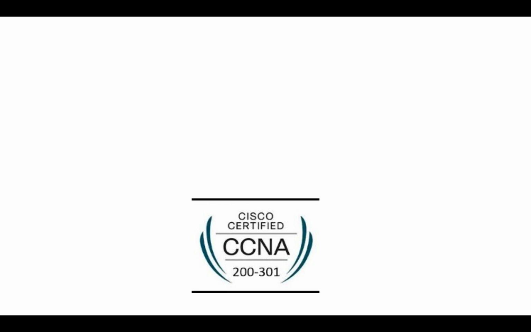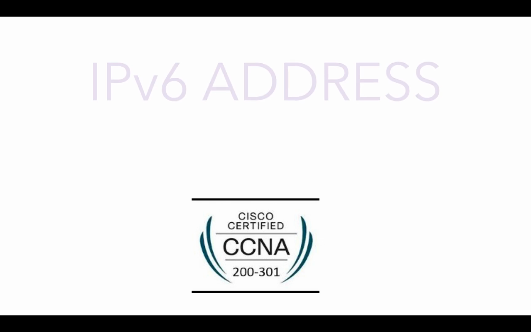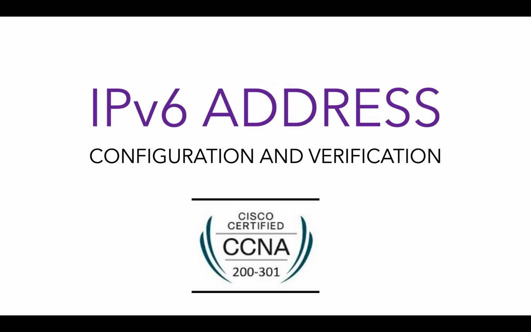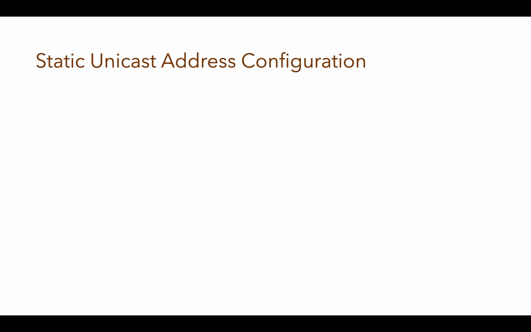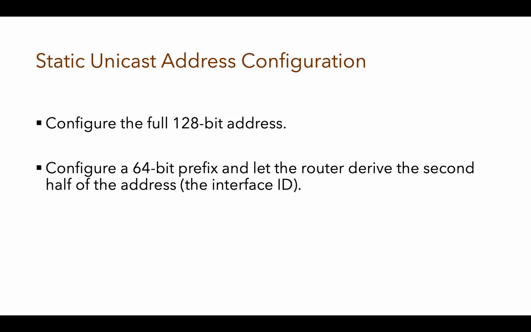In this session of the CCNA series, we'll discuss different types of IPv6 address configuration and verification. There are two ways to assign or configure the IPv6 address on the router interfaces: static unicast address configuration and dynamic unicast address configuration. In static unicast address configuration, Cisco routers give us two options for static configuration of IPv6 addresses. In one case, you configure the full 128-bit address, while in the other, you configure a 64-bit prefix and let the router derive the second half of the address, the interface ID.